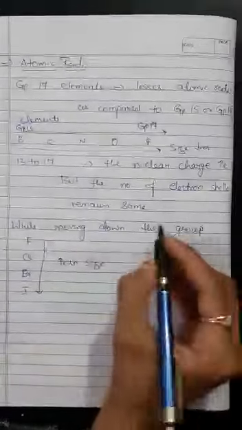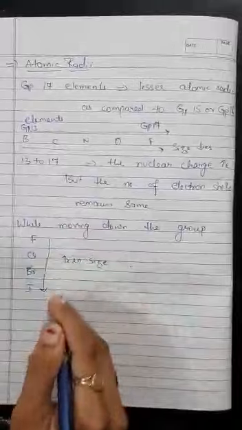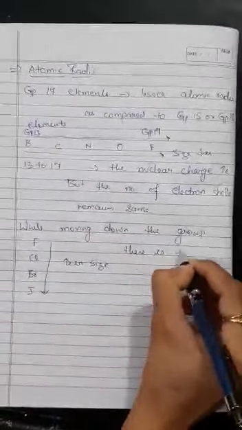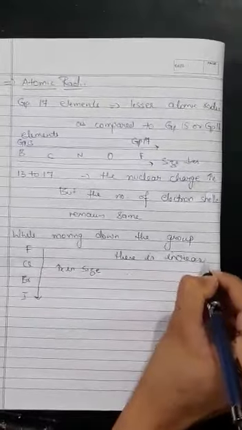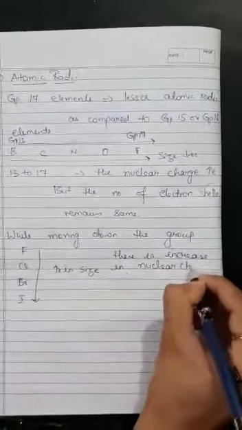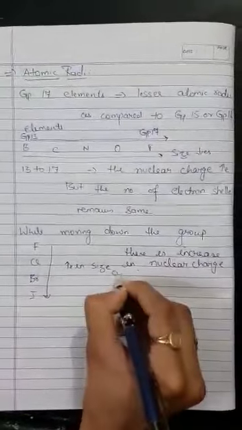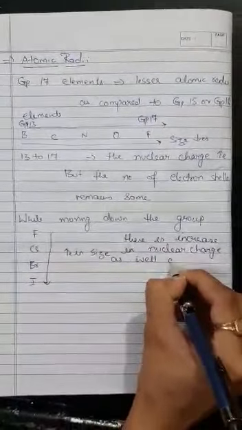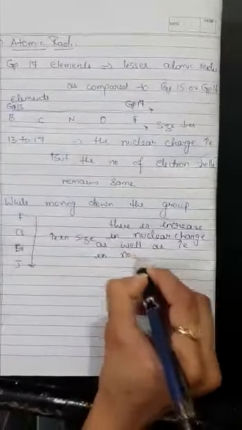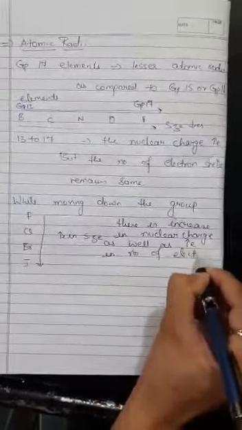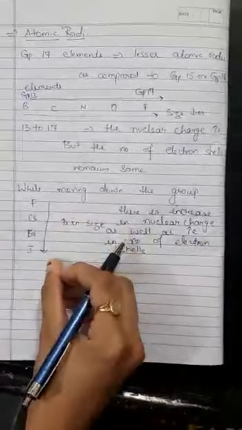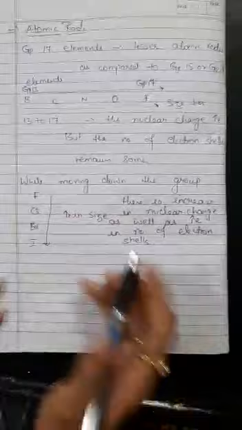Why is it so? Because on moving down the group, there is an increase in nuclear charge as well as an increase in the number of electron shells. So that's why the size increases from fluorine to iodine.